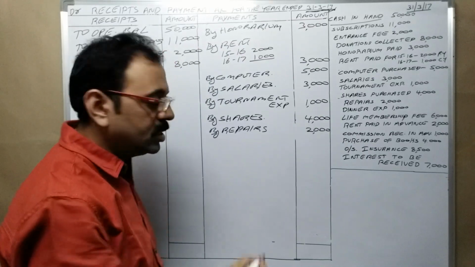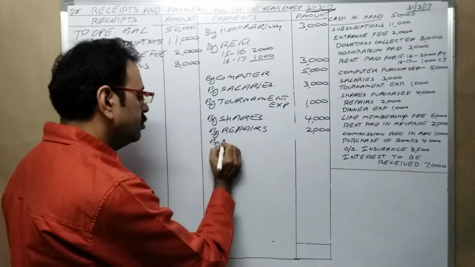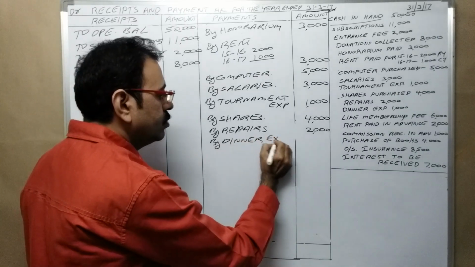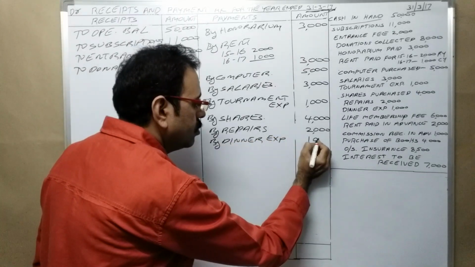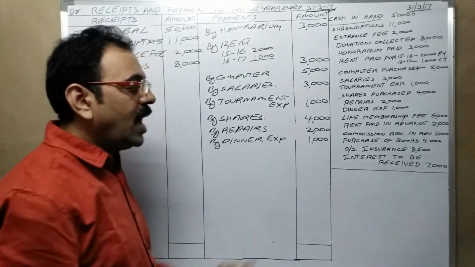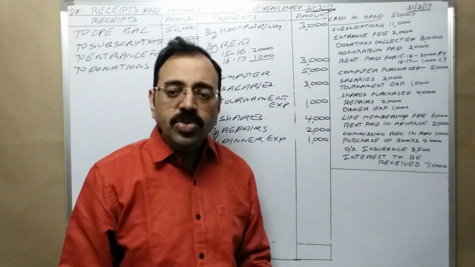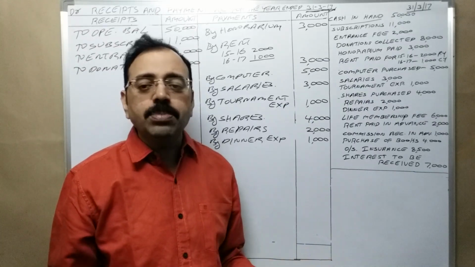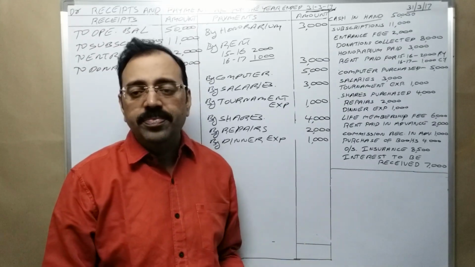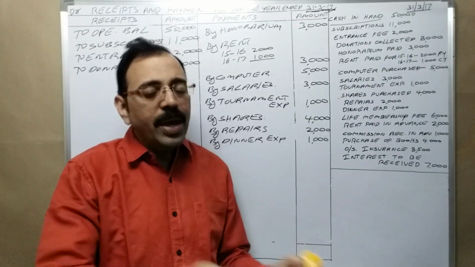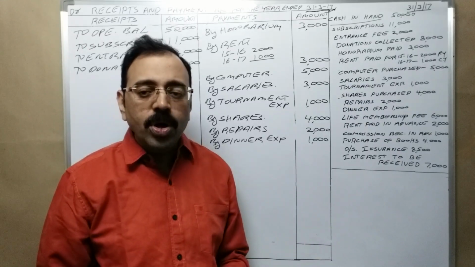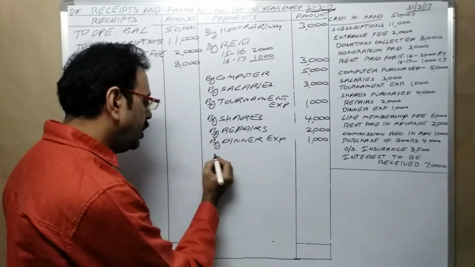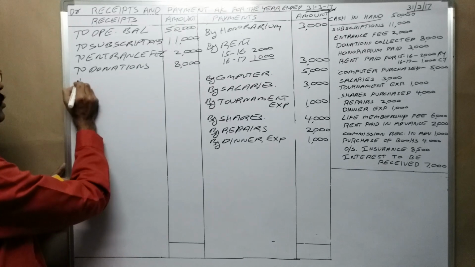Dinner expenses. It's a payment, credit side. Life membership fee means what? If any member wants to pay the total subscription money as a lump sum, then if he pays that amount at a time, that amount is called life membership fee. Cash is coming, credit, debit side.